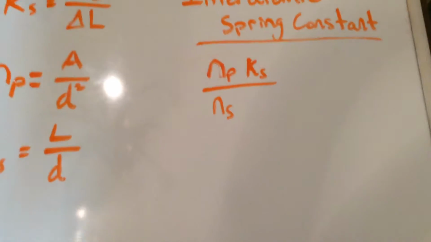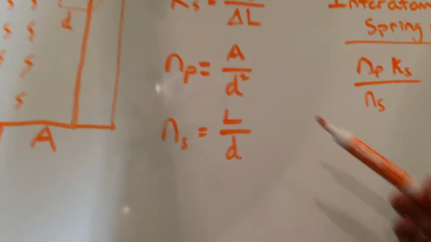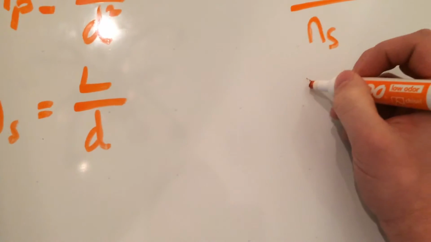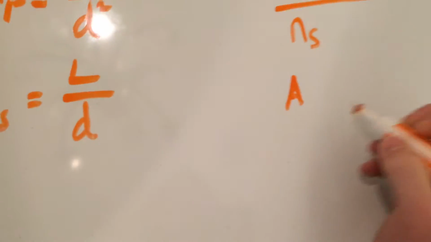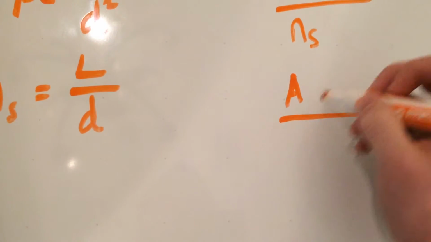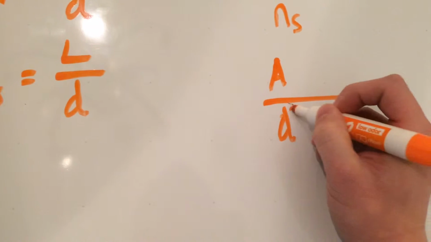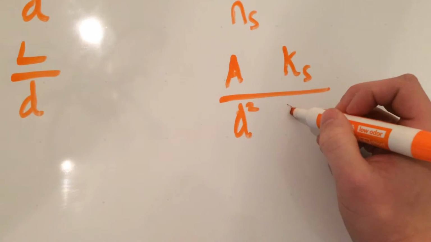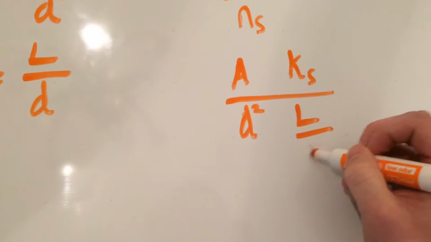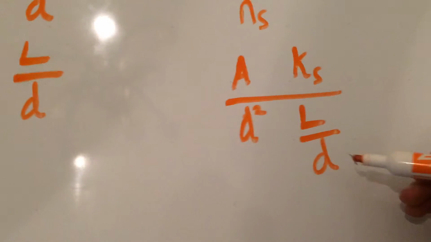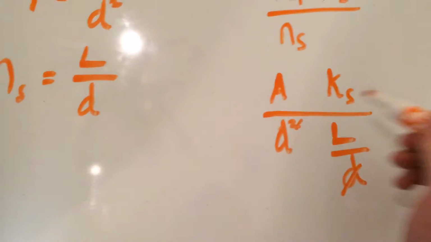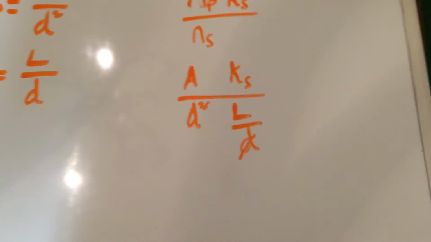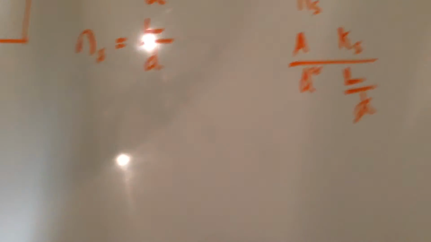Then, if we substitute in what we know for each of these, we will have the cross-sectional area over the density squared times the spring constant over the length over the density. And then we know that one of these will cancel. And then we can solve for the spring constant as so.